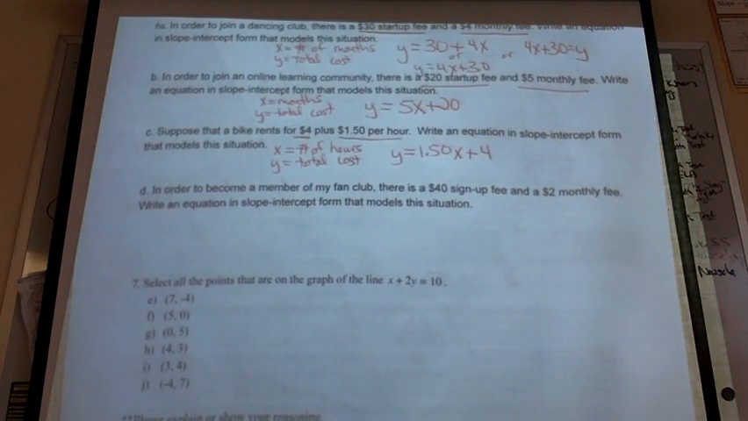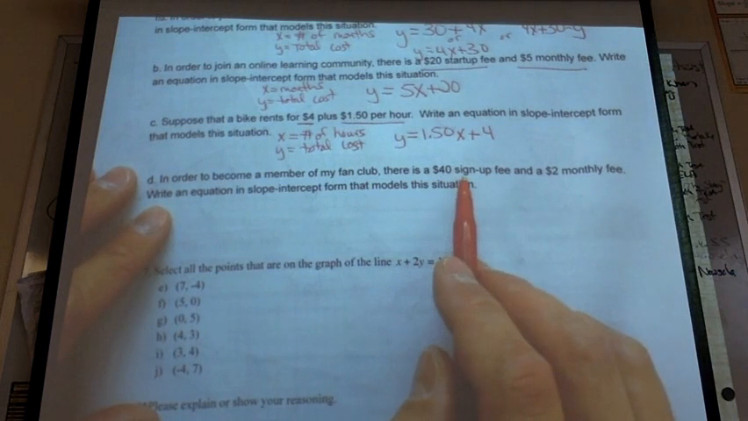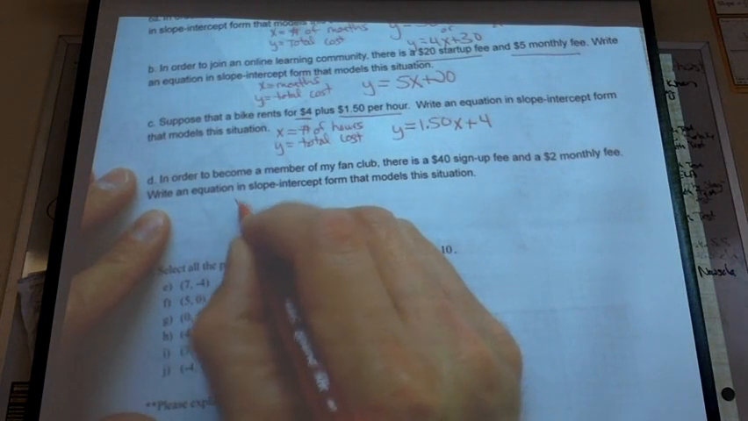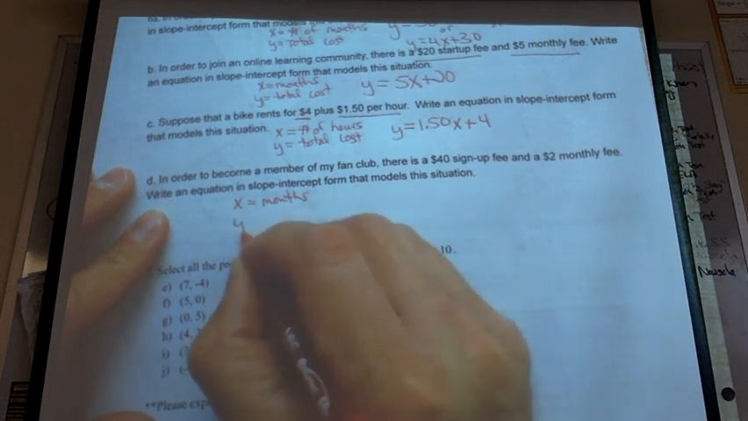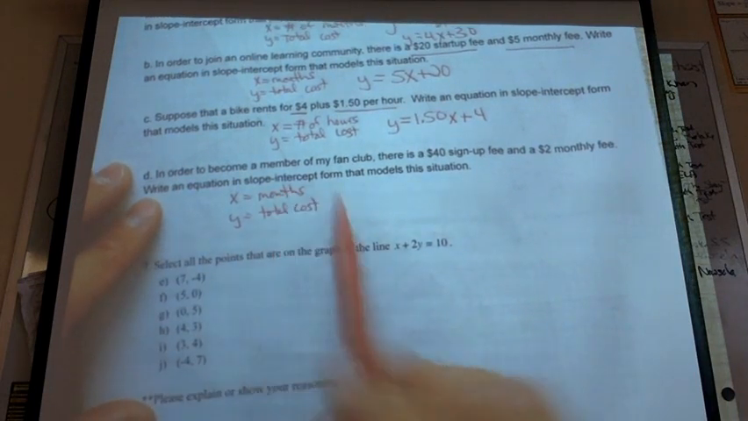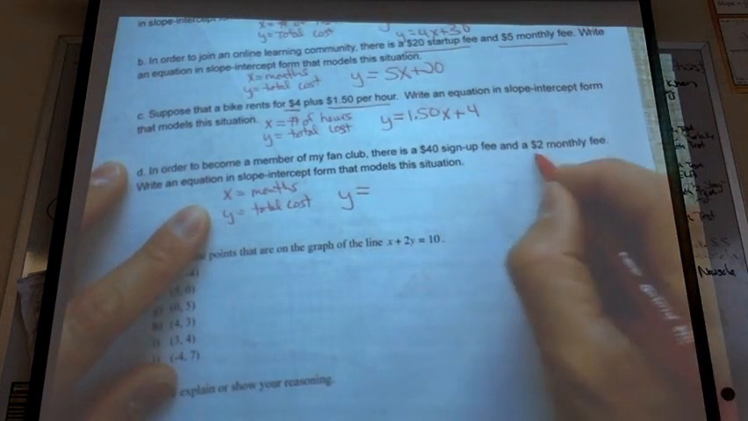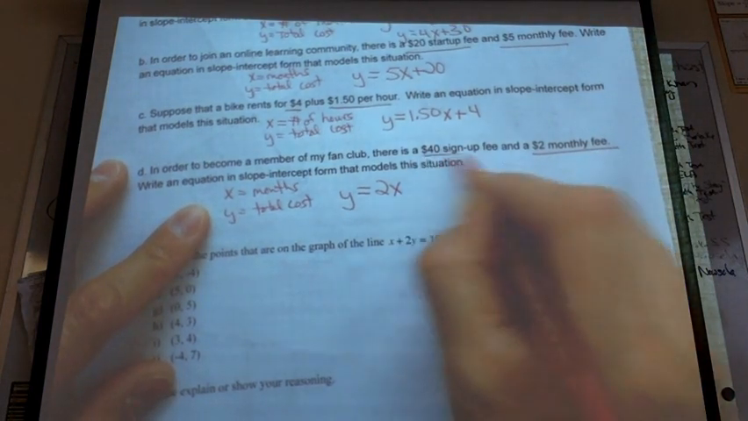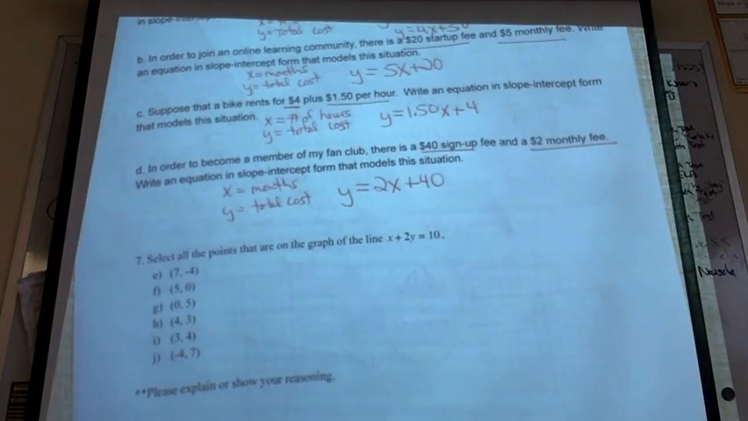And our last one in this section, D, in order to become a member of my fan club, there's a $40 sign-up fee and a $2 monthly fee. So this one, we're going to let x equal months, y equals total cost again. Write the equation in slope-intercept form that models the situation. So total cost of y equals, we're getting charged $2 a month, so 2 times our x, the number of months, but then there's this $40 sign-up fee, plus 40. And that would be our equation.